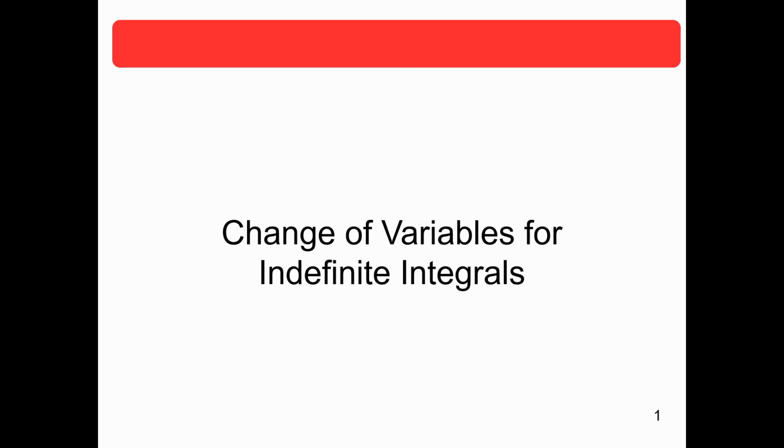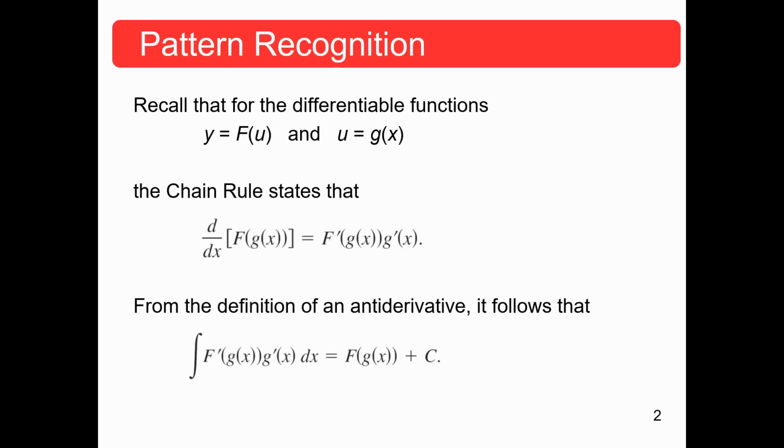All right, so what we have here is change of variables for indefinite integrals. Now recall that for differentiable functions, y equals capital F of u and u equals g of x. And notice we're talking about F as a function of u, but u is a function of x. The chain rule tells us that we're going to take the derivative of F with g inside and then multiply that times the derivative of g.